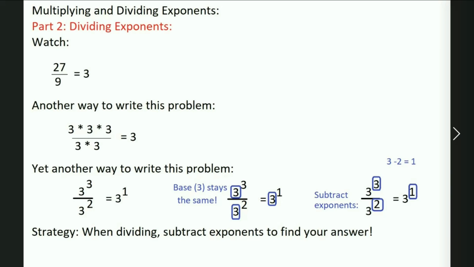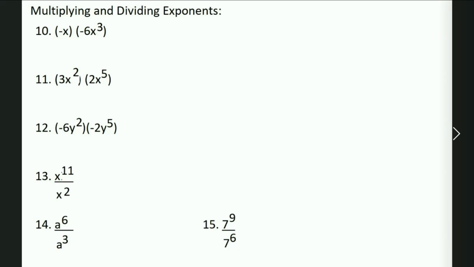All right? Let's go through a couple of problems. Here's number 10. Negative x times negative 6x cubed. How do we simplify that? Negative 1 times negative 6 is 6. You're still doing the multiplication with the regular coefficients. So negative 1x times negative 6 is positive 6. The base is x, that stays the same. And then 1, which we don't write, plus 3 is 4. So we get 6x to the 4th power.